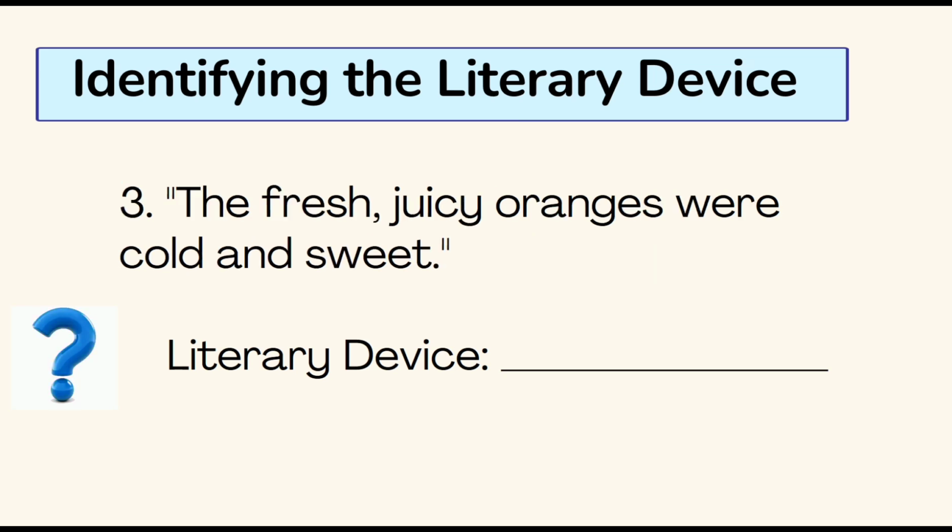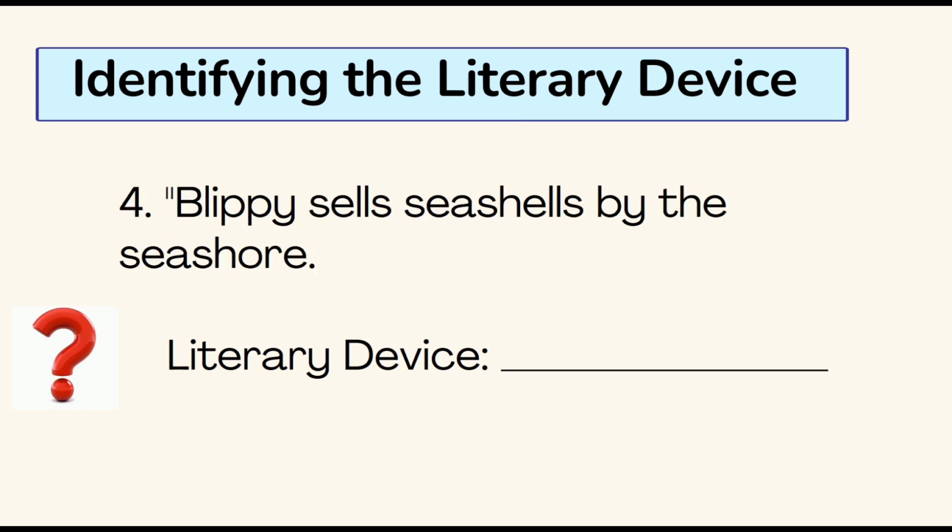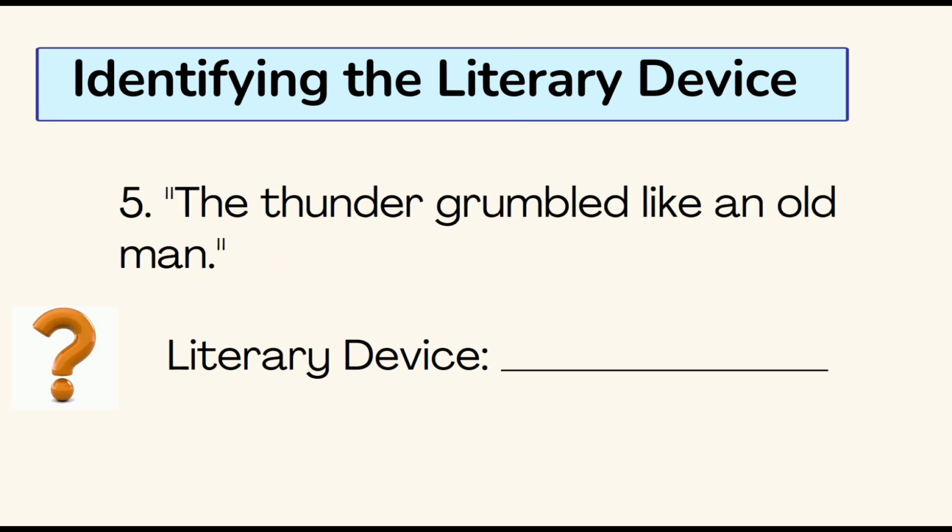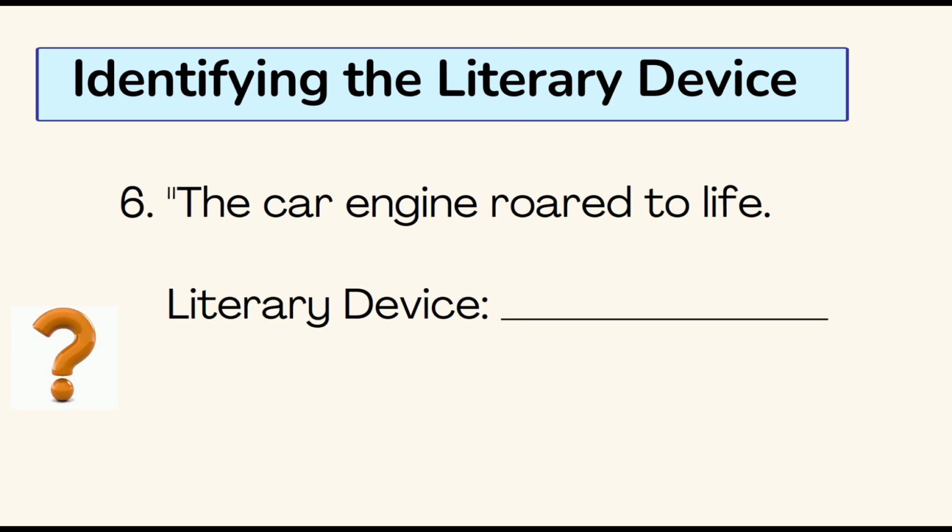Number 3. The fresh, juicy oranges were cold and sweet. What literary device is used here? Number 4. Blippi sells seashells by the seashore. The literary device used here is... Number 5. The thunder grumbled like an old man. What literary device is used in this line? And number 6. The car engine roared to life. What literary device is used here?